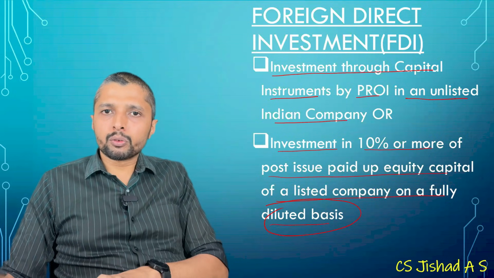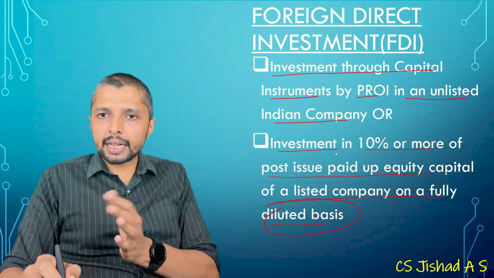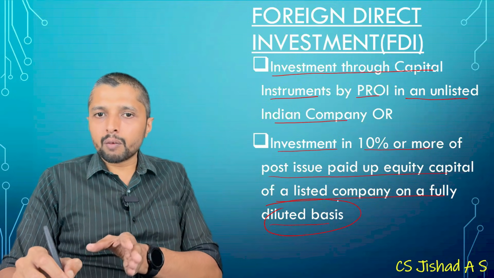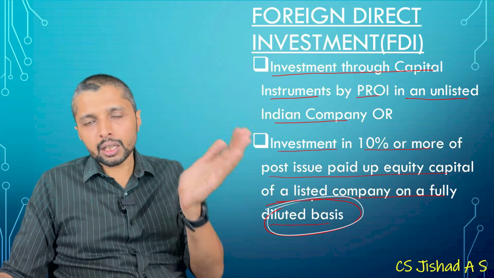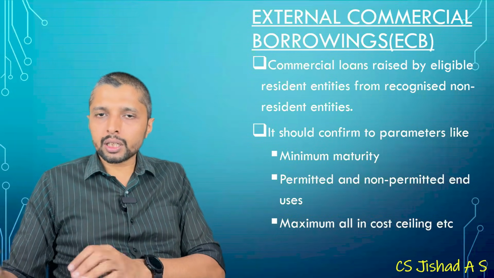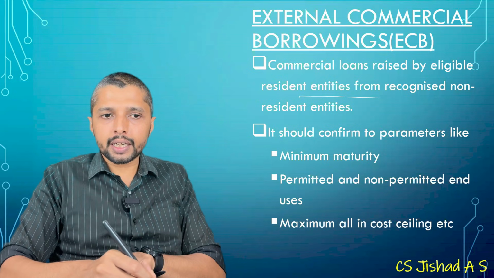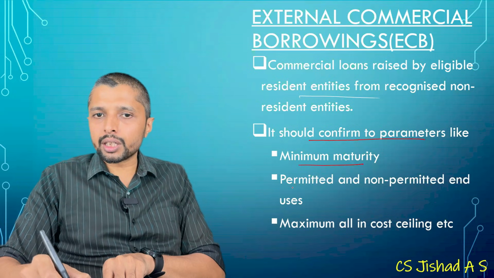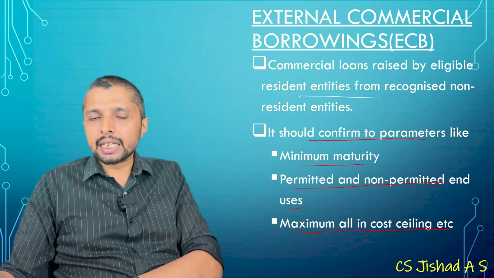With respect to FEMA provisions, FDI is investment through capital instruments by person resident outside India in an unlisted Indian company, or investment in 10% or more of post-issued paid up capital of a listed company on a fully diluted basis. Means after converting all, it is known as diluted basis. ECB, external commercial borrowing, means commercial loans raised by eligible resident entities from recognized non-resident entities. It should conform to parameters like minimum maturity, permitted and non-permitted end users, maximum all-in cost ceiling, etc.